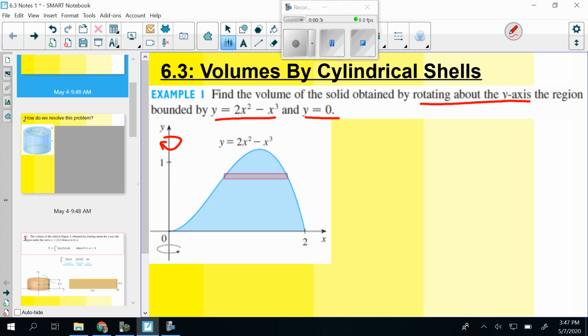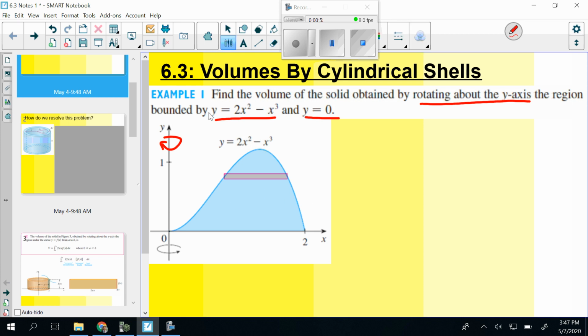Well, if we use the disk washer method we've used previously, what we would do is take one function here minus the other function here and rotate it around. We could do that, but the problem with this one is it's just one function. We can't subtract the same function, so the disk washer method would have a hard time working on this problem.